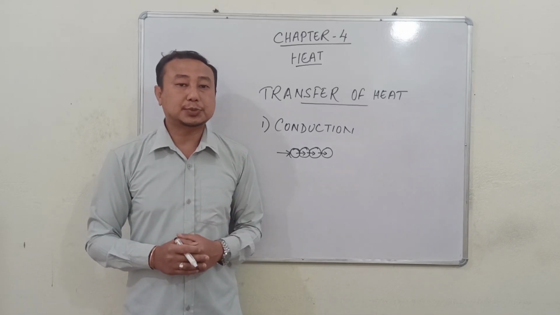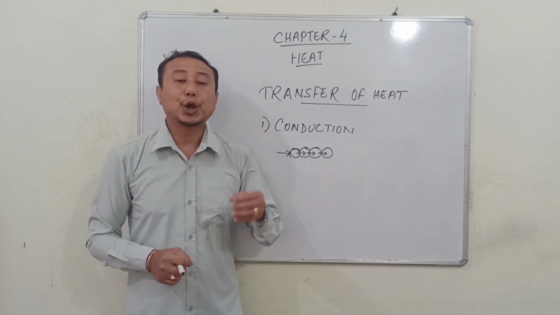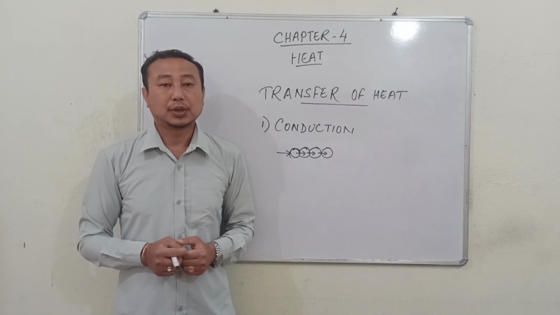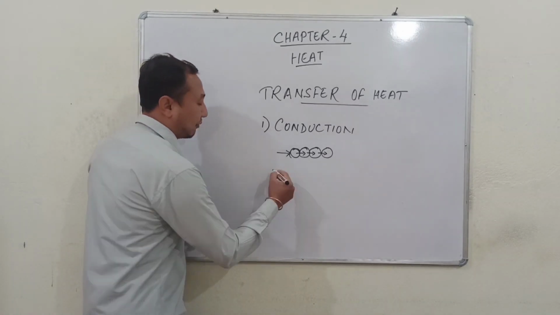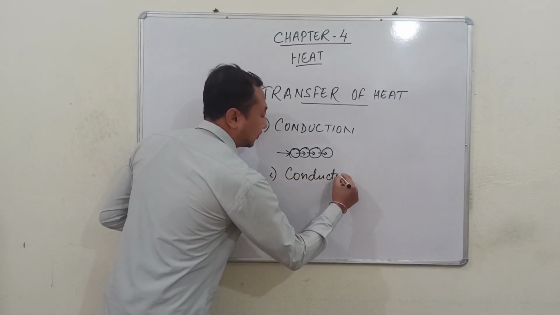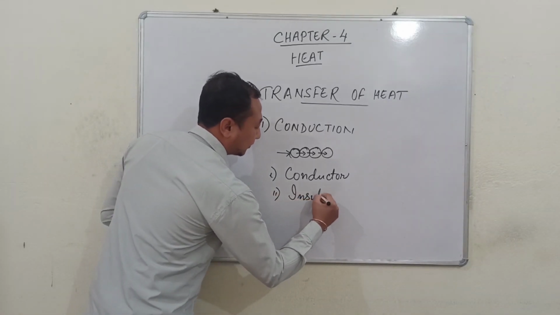The solid substances present in the nature, they are also divided into different types depending upon whether they are able to transfer the heat energy through them or not. So depending upon that, the solid substances, they are divided into two types. The first one is known as the conductor, and the second one is known as the insulator.